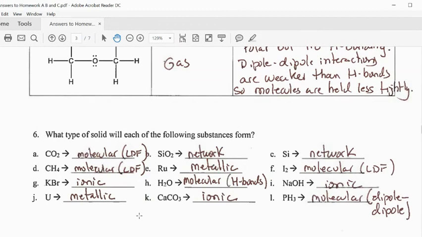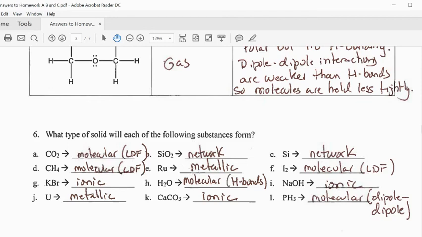And a whole bunch of what type of solid would form. CO2 is a molecule, so it's going to have molecular intermolecular forces. Since it's nonpolar, it would have London dispersion forces. We already mentioned SiO2 is one of the networks. Silicon is also one of the networks. CH4 would be one complete molecule, nonpolar, ergo London dispersion forces.